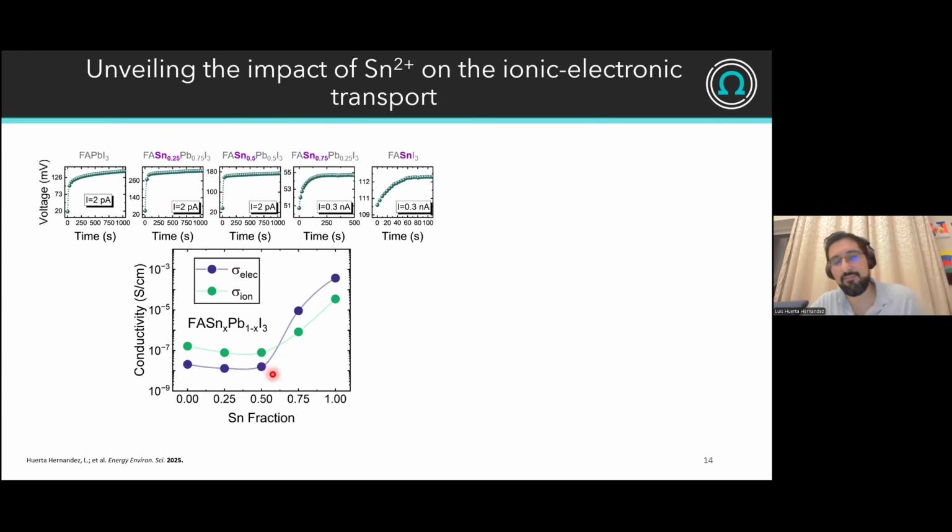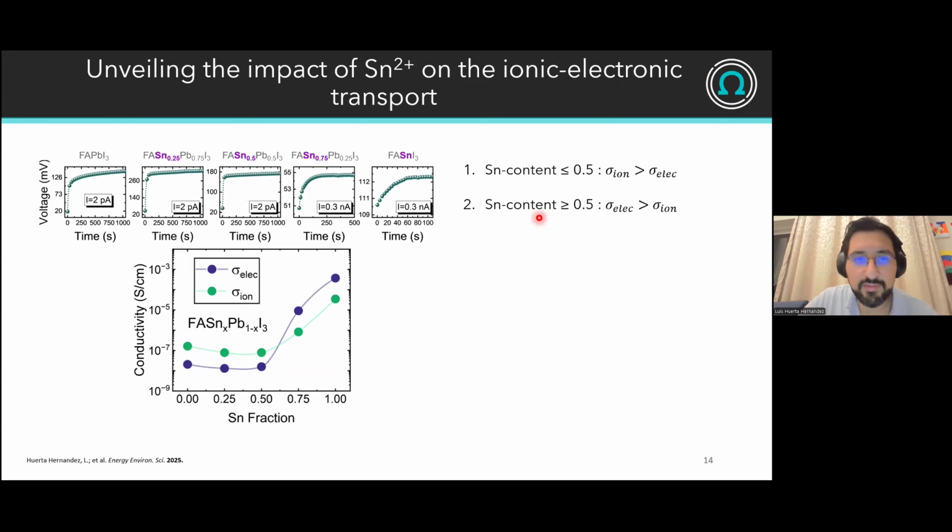And basically, we have 3 observations from this. The first one is that when the tin content remains equal or lower than 50%, actually the ionic conductivity is bigger than the electronic conductivity. And this is kind of expected, since lead perovskites also show a similar behavior, really consistent to what Professor Myers observed. Then the second observation is that when you have really high content of tin, now the electronic conductivity starts to dominate the ionic conductivity.